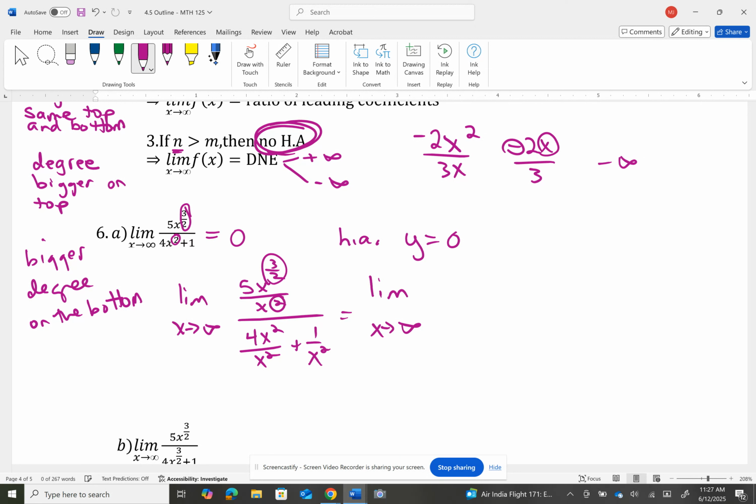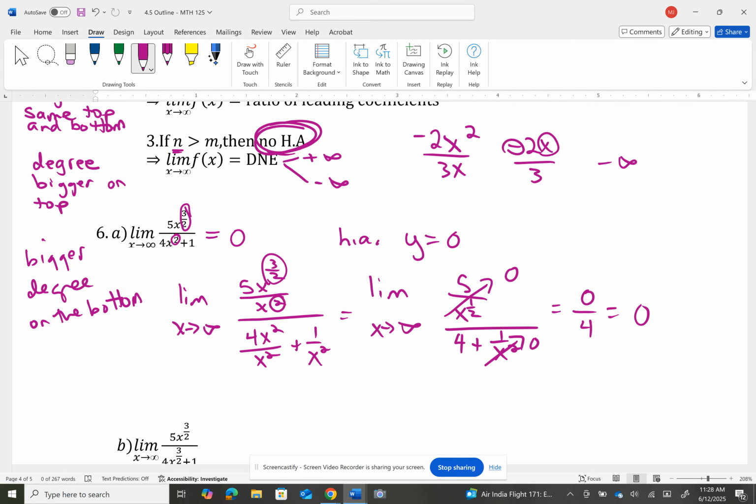Remember how you can subtract exponents if they're like this? So see how that's a 1.5 on top and a 2 on the bottom? So what you've really got there is a 5 over x to the 1/2 power on top. Here we have a 4, and here we have a 1 over x squared. If we put in an infinity in here, then this right here is going to 0, and so is that, and we wind up having 0 over 4, which is 0.